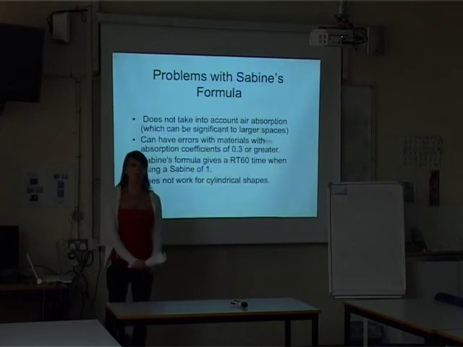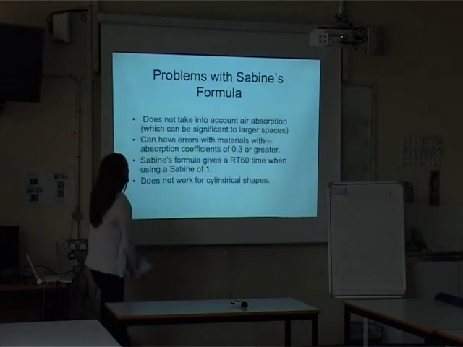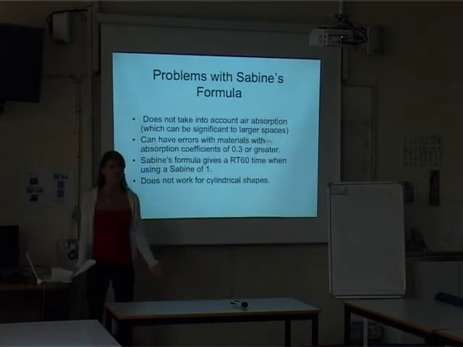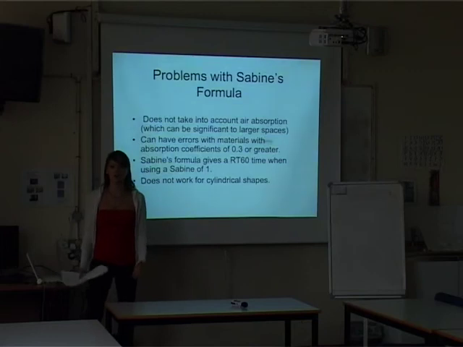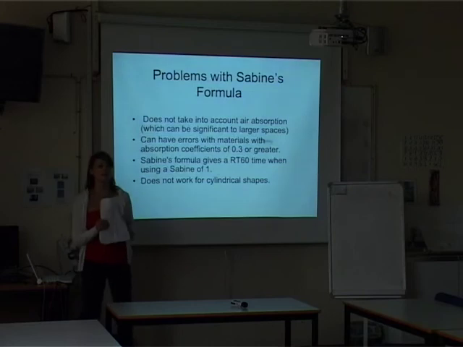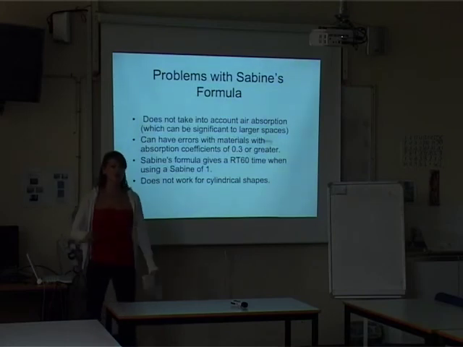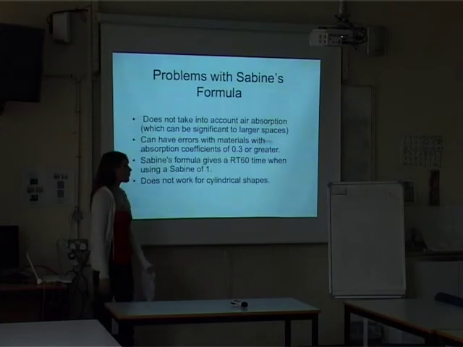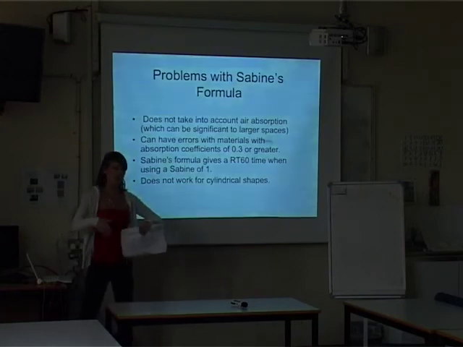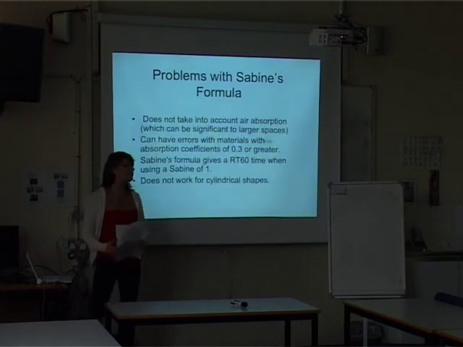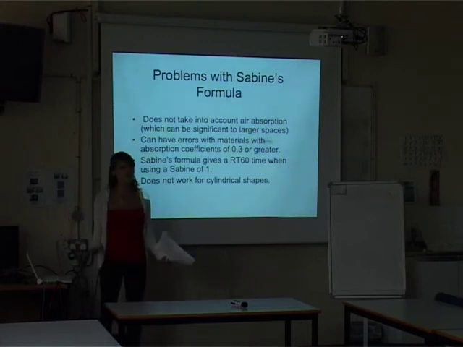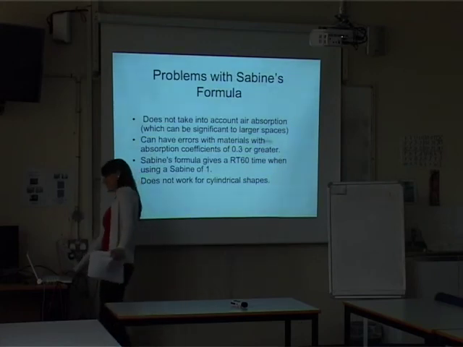Now there are a few problems with Sabine's formula. It doesn't take into account air absorption, which admittedly isn't really a problem in small rooms, but in bigger spaces it will have a bigger impact, so it is important to think of. It can have errors with materials with an absorption coefficient of 0.3 or greater, and it doesn't work with cylindrical shapes. The longer and thinner the shape is, the more errors occur. Also, his formula gives an RT60 time when using a Sabine of 1, which it obviously shouldn't.